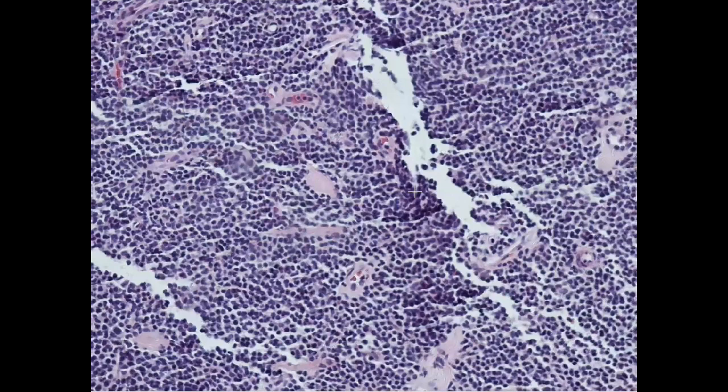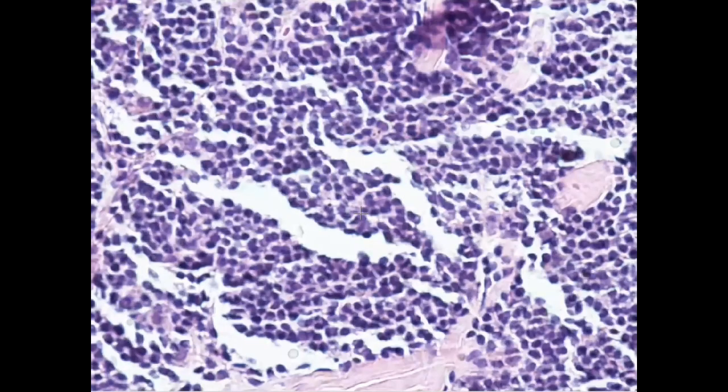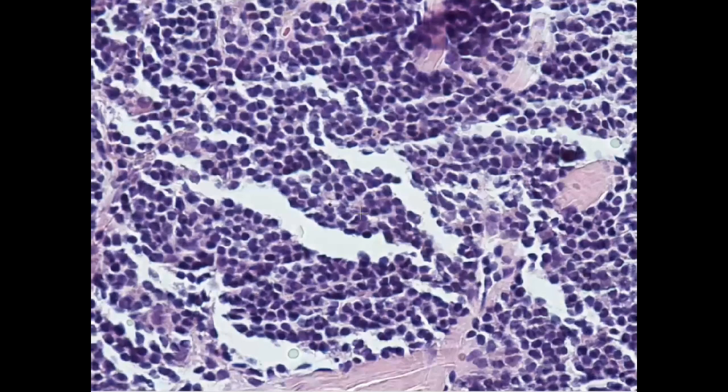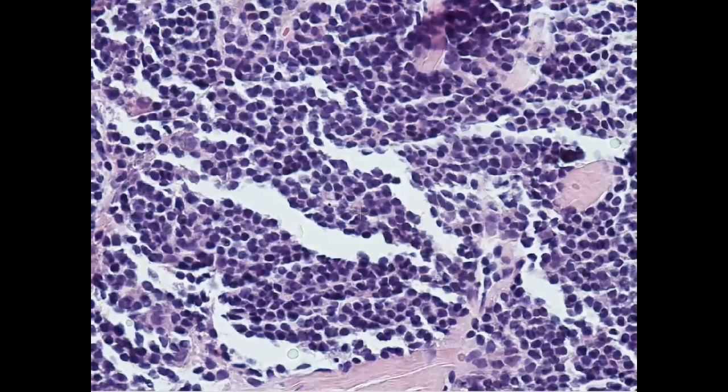Here we are at the 20x, and as you can see, we don't have any different looking lymphocytes. They are all the same with this dense chromatin. This is now on the 40x, and again, without changing this field, you can see these nuclei, and some of them, this is a plasma cell. Some of them have plasma cell differentiation.